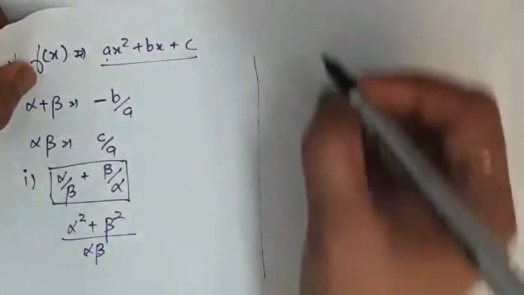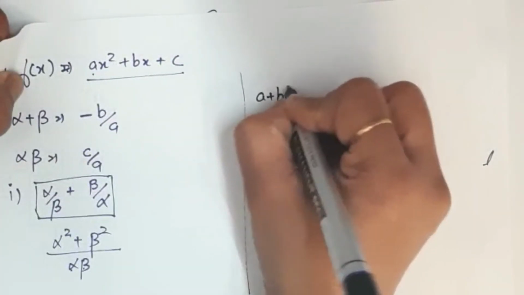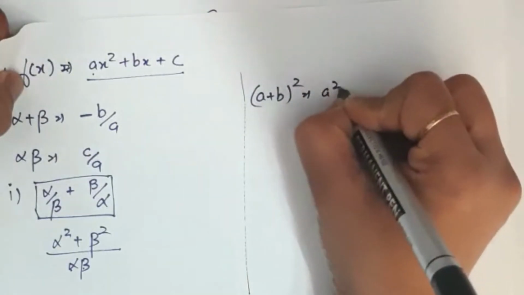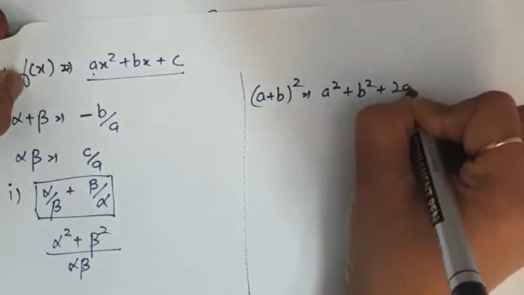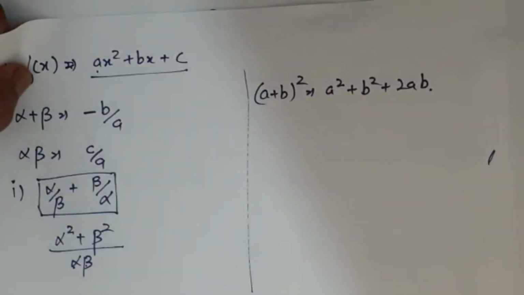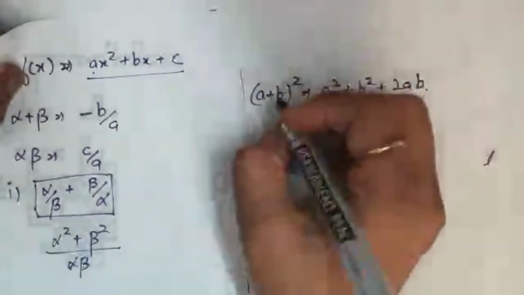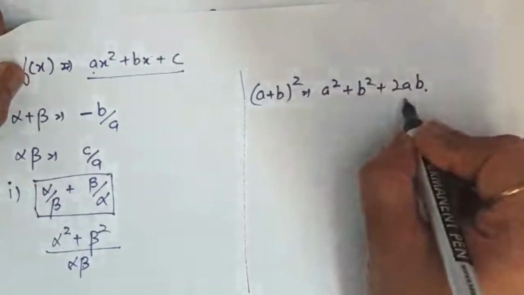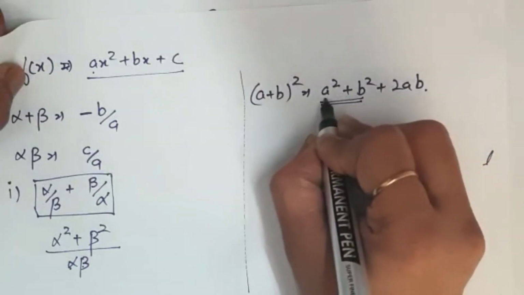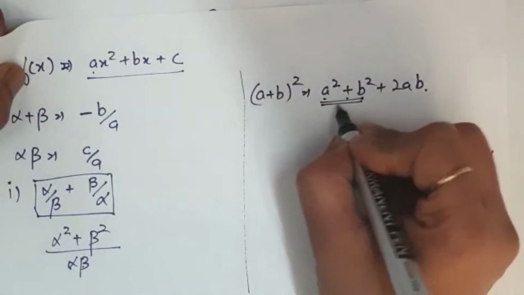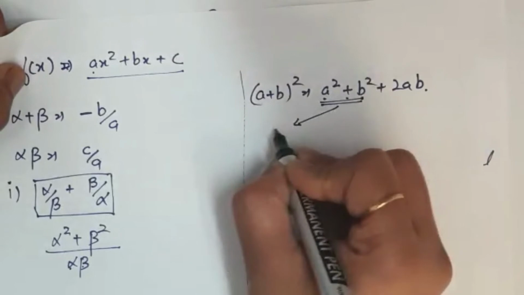Okay, so how will we do? See, what is the formula? We know a plus b whole square is equal to a square plus b square plus 2ab. Please, dear friends, please see this question carefully. It is definitely going to come. A plus b whole square, the formula is this. Now we have to put the values of this a square plus b square. So what I do, I'll put this whole thing here.